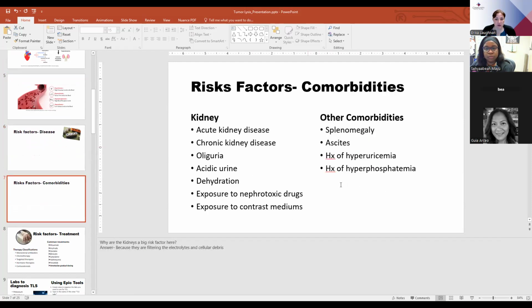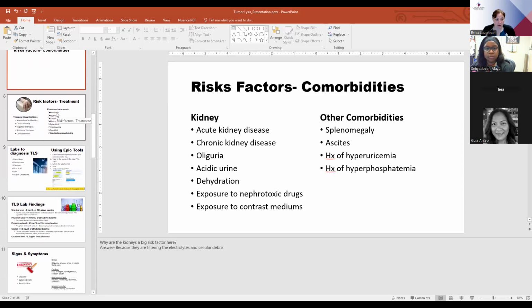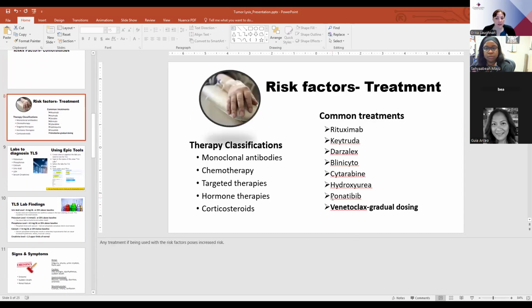These are the risk factors for comorbidities. So we want to make sure that we are addressing the comorbidities of the patient, because if they have additional risk factors for comorbidities, this patient may also be high risk for developing tumor lysis. These are some of the key treatments for the tumor lysis treatment.